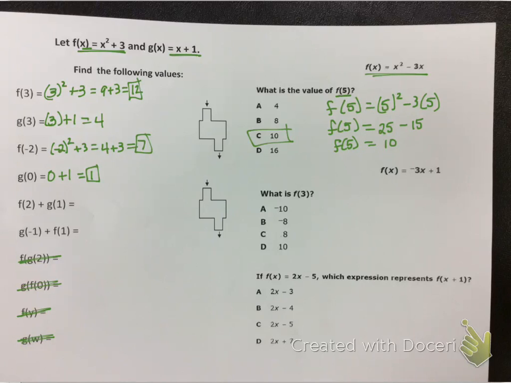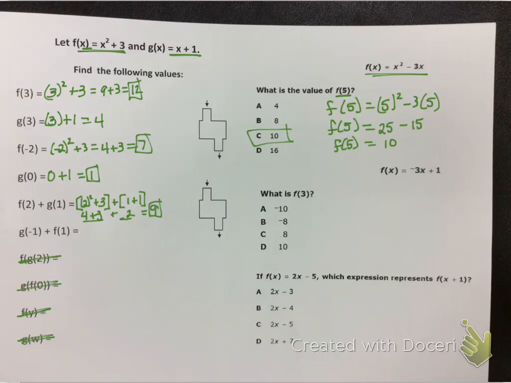Okay. For this next one, we have f of 2 plus g of 1. So we're going to have to do two different ones and then add them together. So f of 2 is going to be, I'm going to put brackets around it, 2 squared plus 3. So that's my f of 2. Plus g of 1 is going to be 1 plus 1. So 2 squared will give me 4 plus 3, and 1 plus 1 is 2. So if I add all that together, that's 7 plus 2, that is 9.